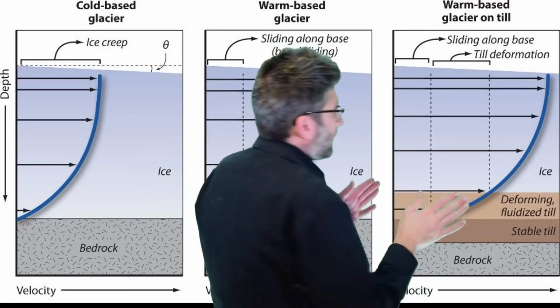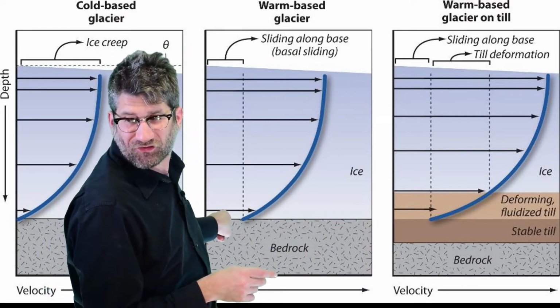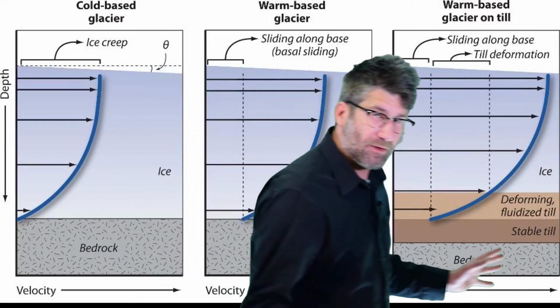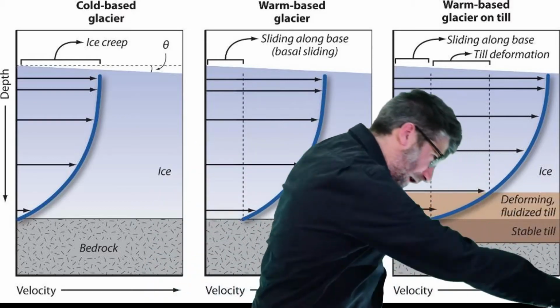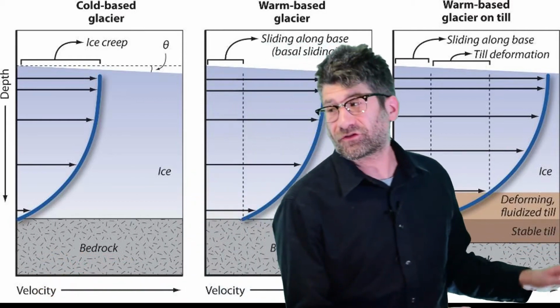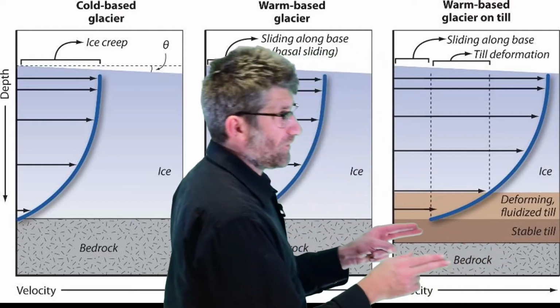As we move to a warm base glacier, now we're going to see that slide along the base right here. So the whole glacier is sliding along, but then as it's sliding along, because we have so much mass, it's actually deforming as well. And so it's going to be moving much faster, our warm base versus our cold base glacier.